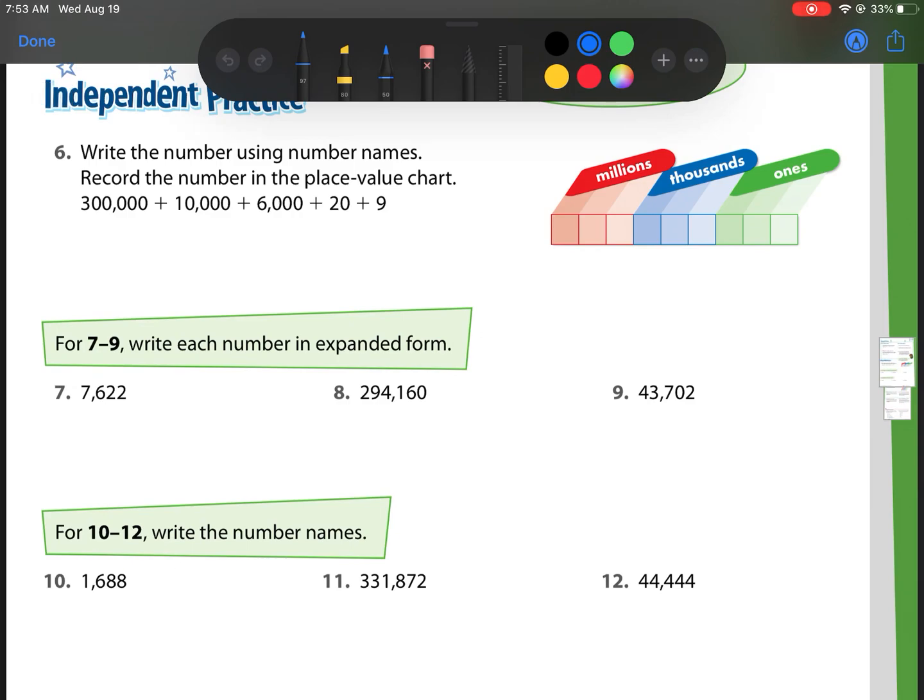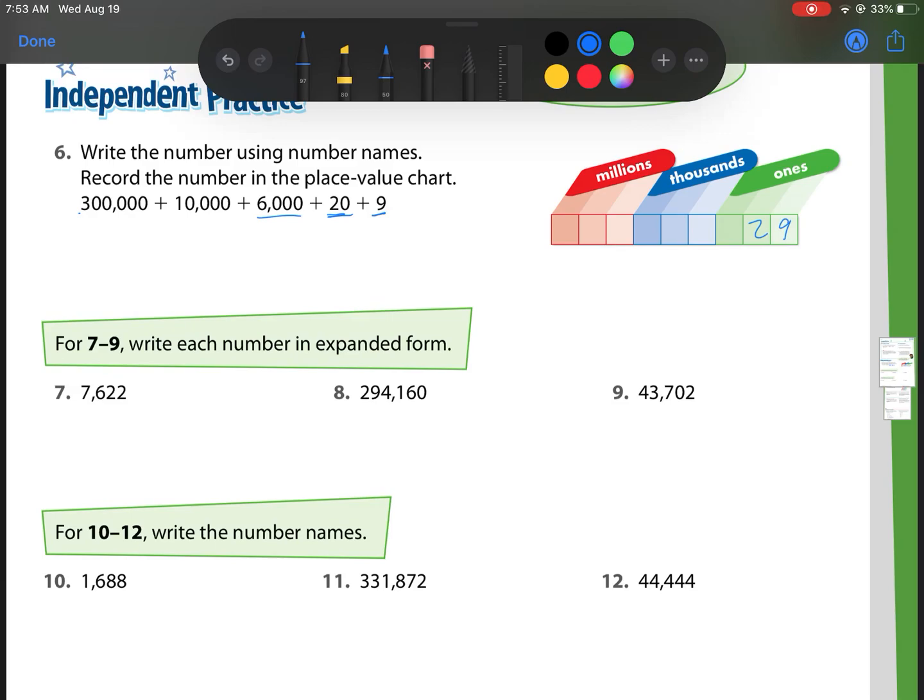So heading on down, it says write the number using number names. Record the number in the place value chart. So I'm actually, for myself, going to record it in the place value chart first. I'm going to start on the right. So I put a 9 here. Then I'm in my second place value, which is a 2. There's nothing in the third place value. So notice how it goes from 2 place values to 4.